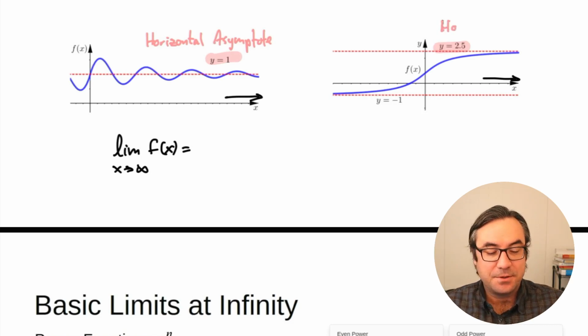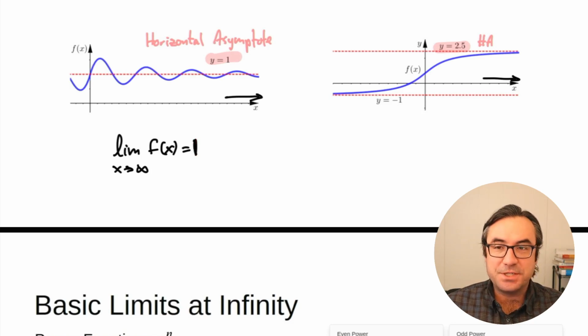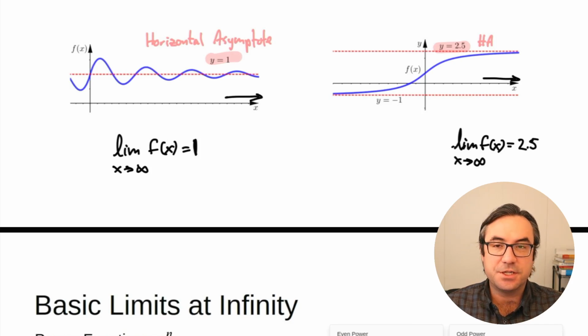And a lot of times we'll abbreviate this HA. And what we're seeing in this case is that the limit of our function f of x, as x gets large positive, it looks like the height of our function is getting closer to 2.5.